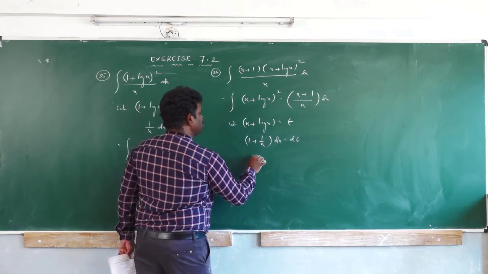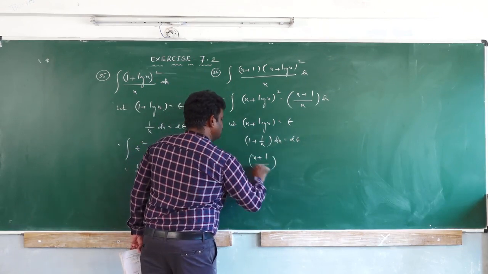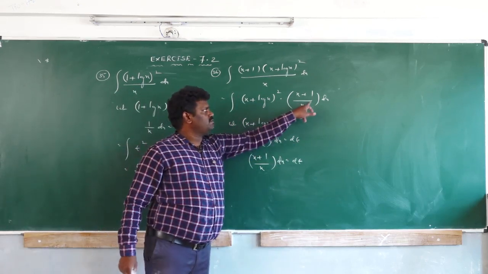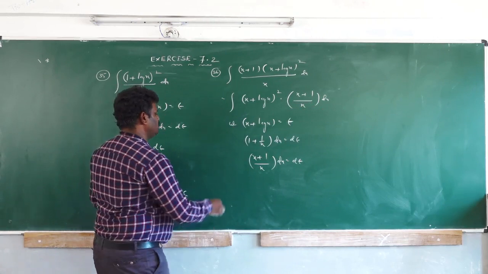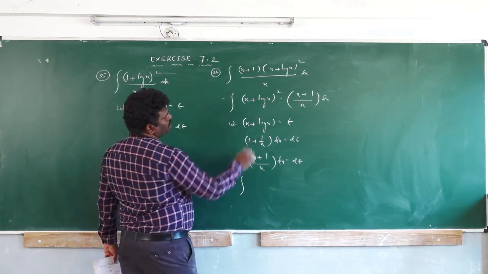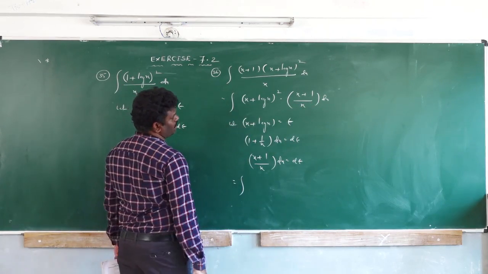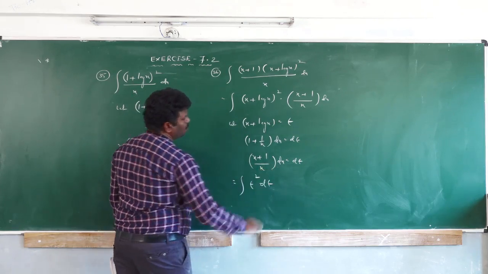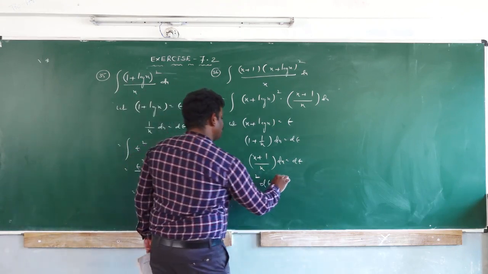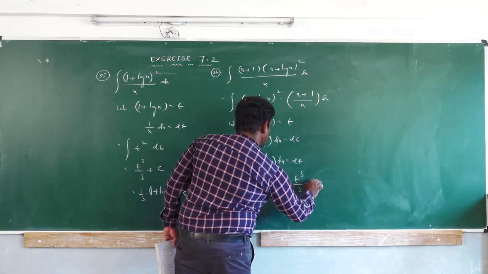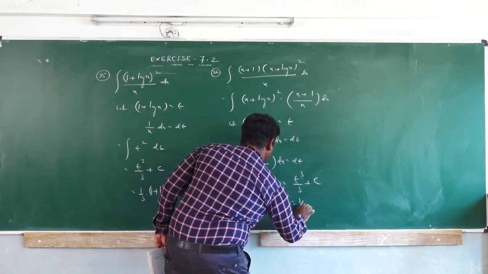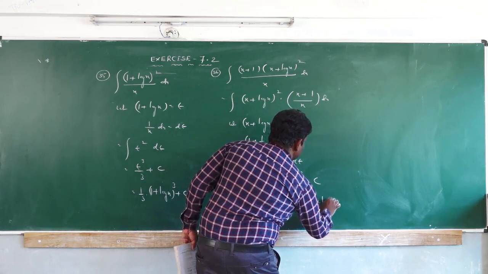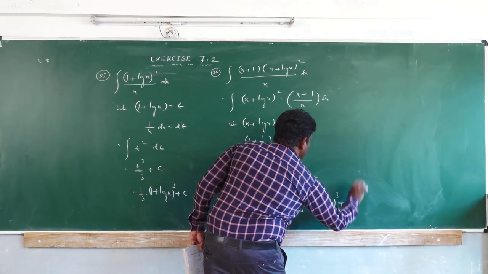Now if the LCM is taken, x plus 1 by x dx is equal to dt. Okay? Now see, x plus 1 by x dx is equal to dt. So in the above integral, we substitute x plus log x is equal to t. So this is t square into dt, which is t cube by 3 plus c, that is equal to 1 by 3 into x plus log x whole cube plus c.